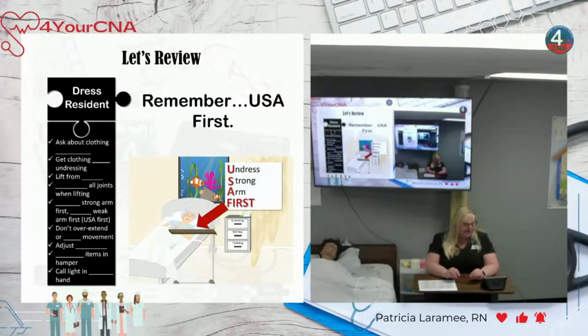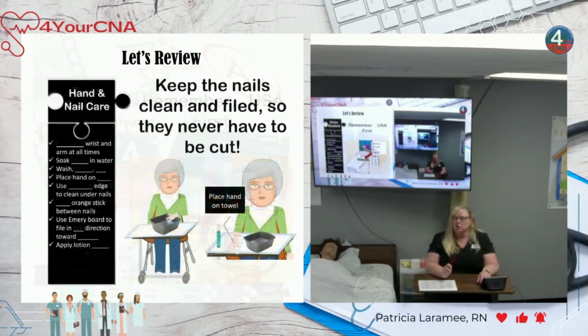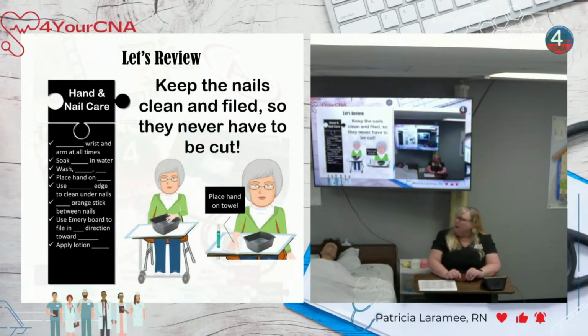We'll adjust the clothing so that they look good and all dirty items go in the hamper. Where does the call light go for this skill? Stronger hand. Very good. Hand and nail care. The mini mani. You're going to soak one hand, wash one hand, rinse one hand, dry one hand.